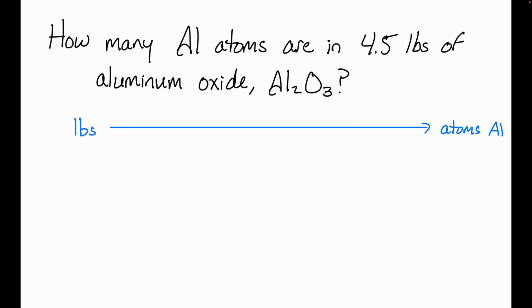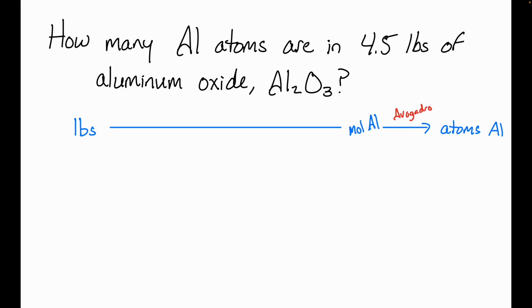So first of all, atoms of aluminum. What do I know I'm going to have to use if at the end I want to get to atoms of aluminum? Avogadro's number, all right? So we're going to work backwards here. And if I use Avogadro's number, what units must I have started out with? Moles, and not just moles, but moles of aluminum.